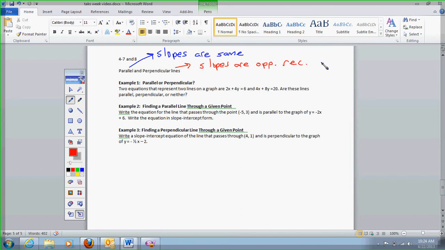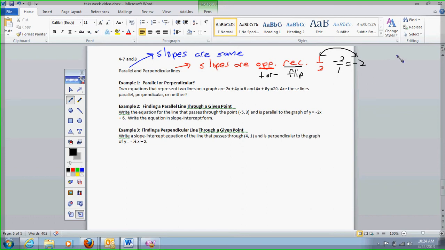Opposite reciprocals. If I have a fraction, let's say it's 1/2, opposite is dealing with the sign, positive or negative. So this is positive, so the opposite would be negative. Reciprocal means you flip the fraction, flip it. So 1/2 flip becomes 2/1. And negative 2/1 is just negative 2. So that means that negative 2 is the opposite reciprocal of 1/2.